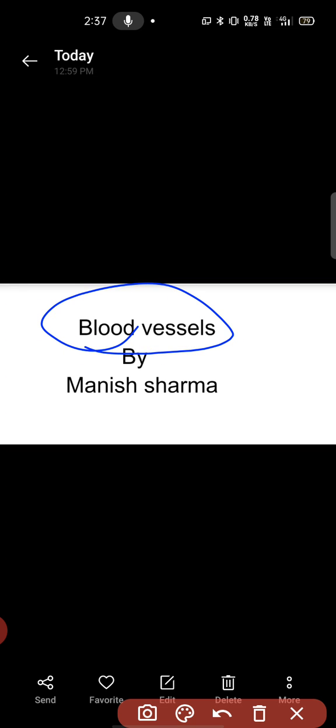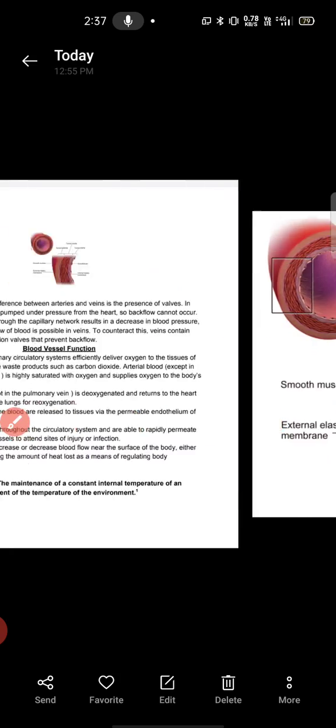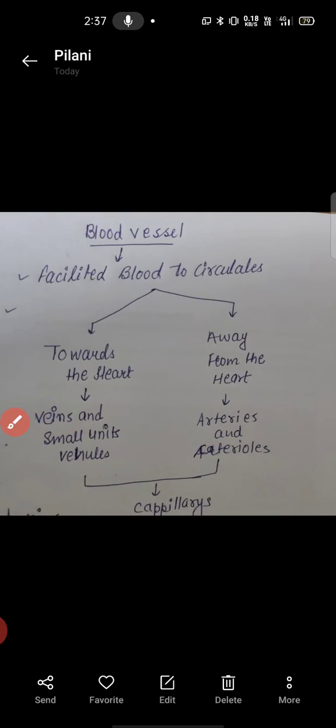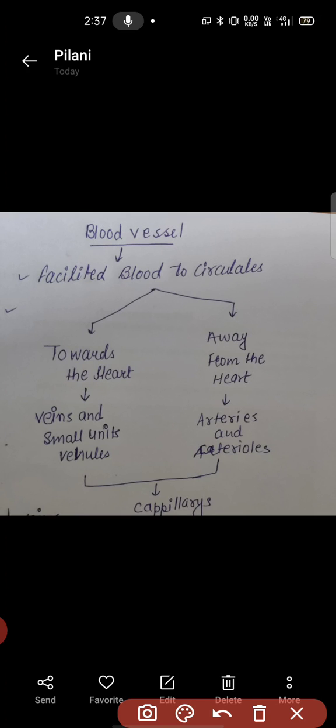In our human body, there are some types of blood vessels present. Basically, there are two types of blood vessels. One carries blood towards the heart, called veins, and the small units of veins are venules. So towards the heart, blood is carried by veins and venules.